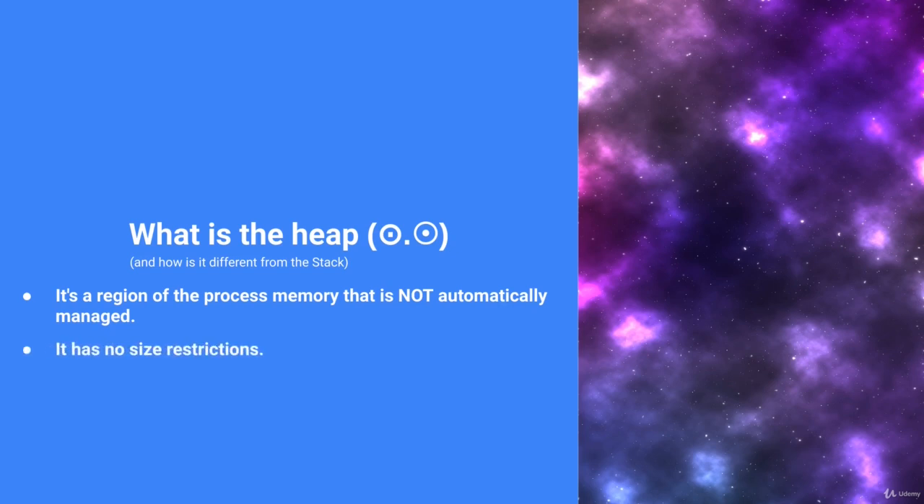It has no size restrictions. So as we know, the stack has a size limit, but the heap can store huge amounts of data. It is only limited by the amount of physical resources of the system. It is accessible by any function anywhere in the program. So again, as we know, variables on the stack are only accessible by the function that allocated them. But everything on the heap is accessible by any function in the program.